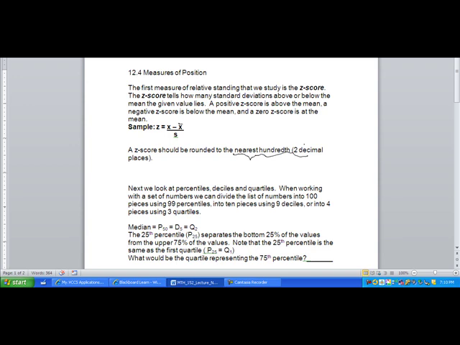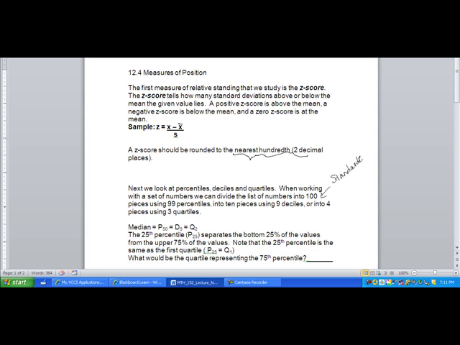Okay, in addition to z-score, we have some other measures of position, and these are called percentiles, deciles, and quartiles. When working with a set of numbers, we can divide the list of numbers into 100 pieces using 99 percentiles. This is commonly done with standardized tests.